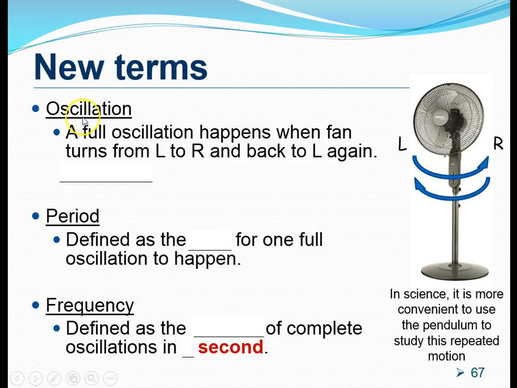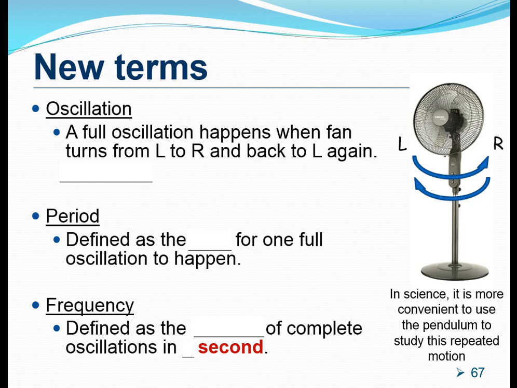In the next slide, let's explore a little bit more what these three terms mean. We'll start off with oscillation. Oscillation can be understood as this motion whereby, for example, if you look at the stand fan, if the stand fan is switched on and it starts to move from the left to the extreme right and back to the left again, this motion from one end to the other and back again to the starting point is known as one full oscillation.